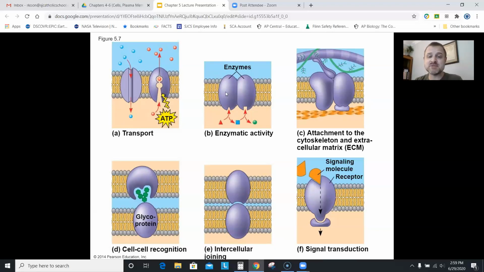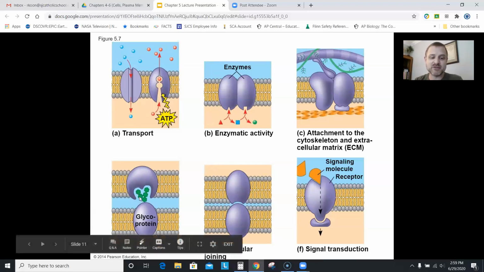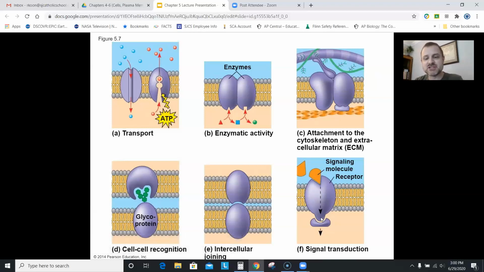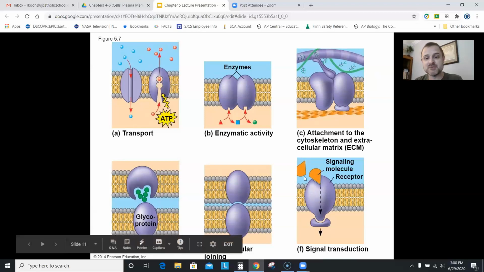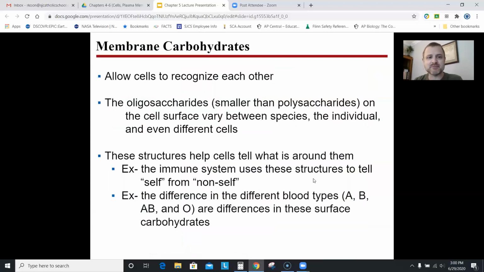Proteins can also be enzymes. This would be an enzyme or more than one enzyme that's embedded in the cell membrane that has enzymatic properties. Here we have one that's attaching itself to the extracellular matrix. Here we have two cells. This is a glycoprotein with a little carbohydrate attachment that's binding itself or attaching to the protein of another cell. Here I have two proteins that are just causing these two cells to join together. This last one, signal transduction, is a very important concept in chapter five that we'll see at the end of the chapter.